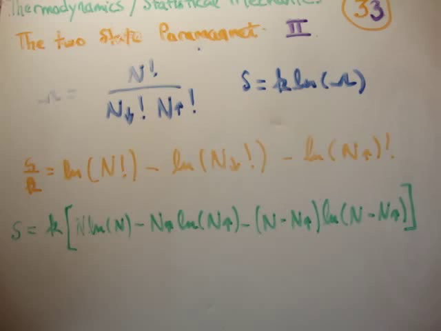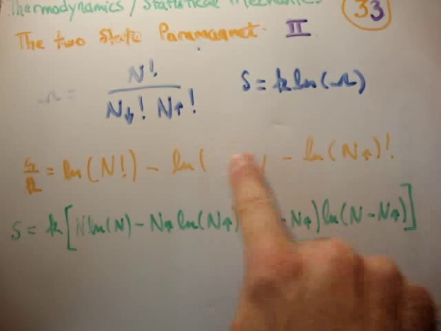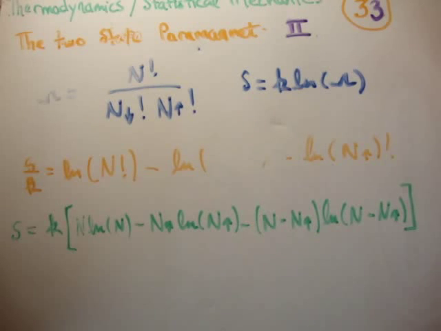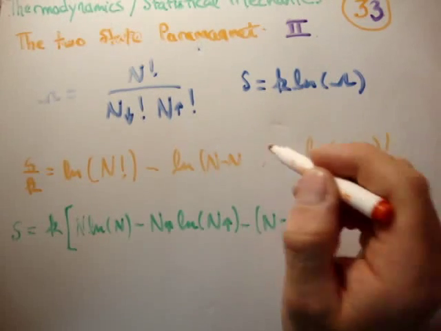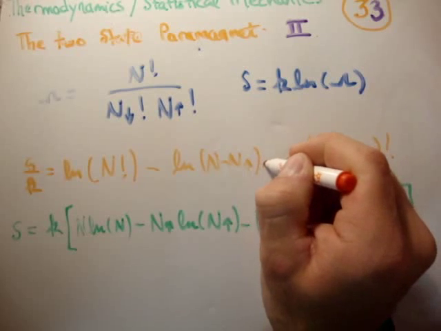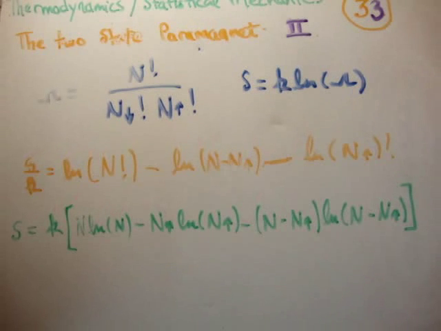Now, you might be wondering, well, where did that come from? How come there's an N minus N up? Well, think about it. N down, if you like, can be written as N minus N up. So if you write it that way, in other words, put everything in terms of the total number of dipoles and the total number of dipoles pointed up, we get the following expression.